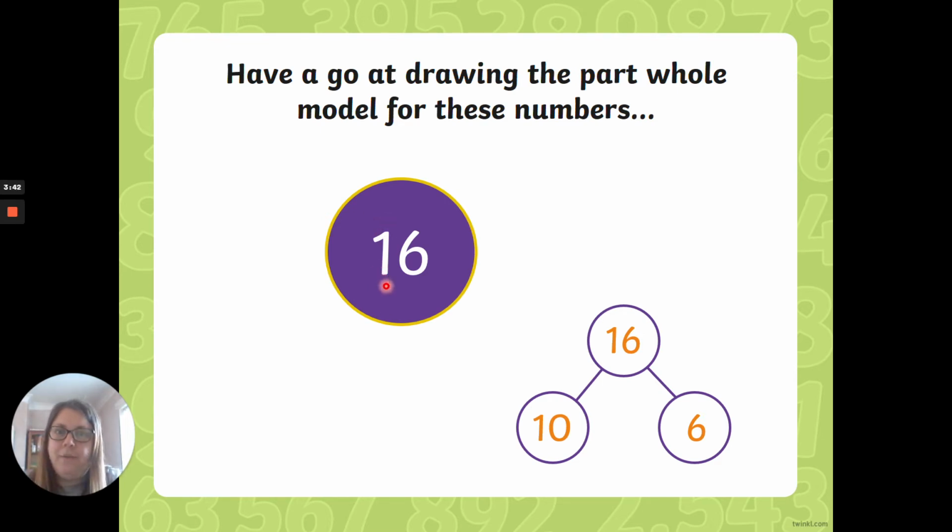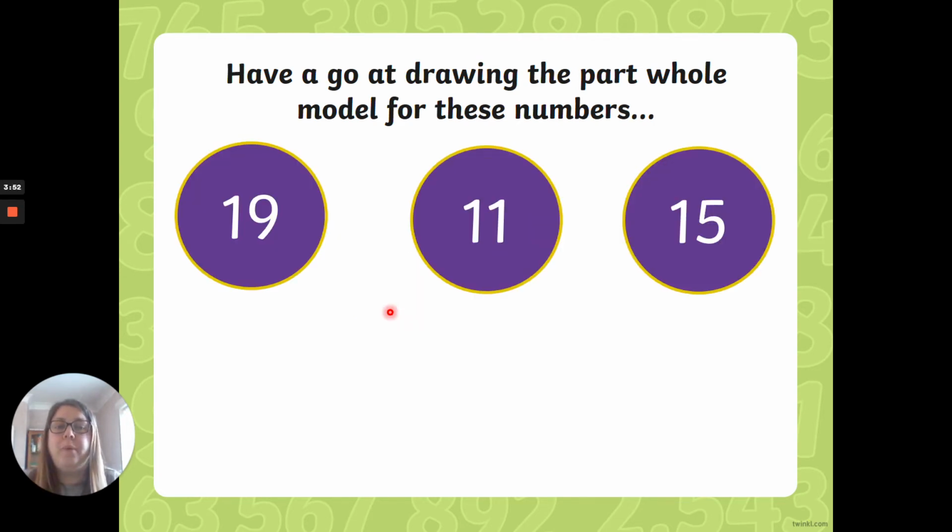Really important that we remember that from now on. Our teens numbers, the 1 represents a 10, and the 6 represents the ones, okay? So what I want you to do is have a go at drawing the pothole model for these numbers. So like I've just done, so remembering the 10 and the ones, okay?